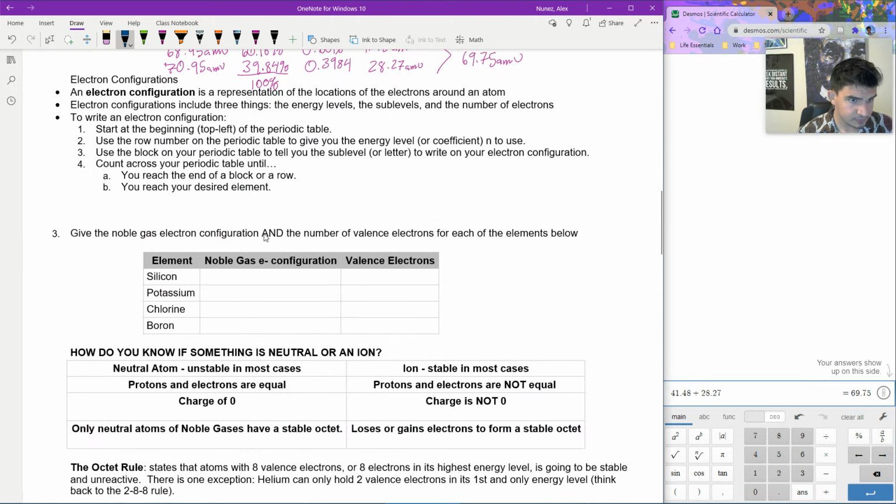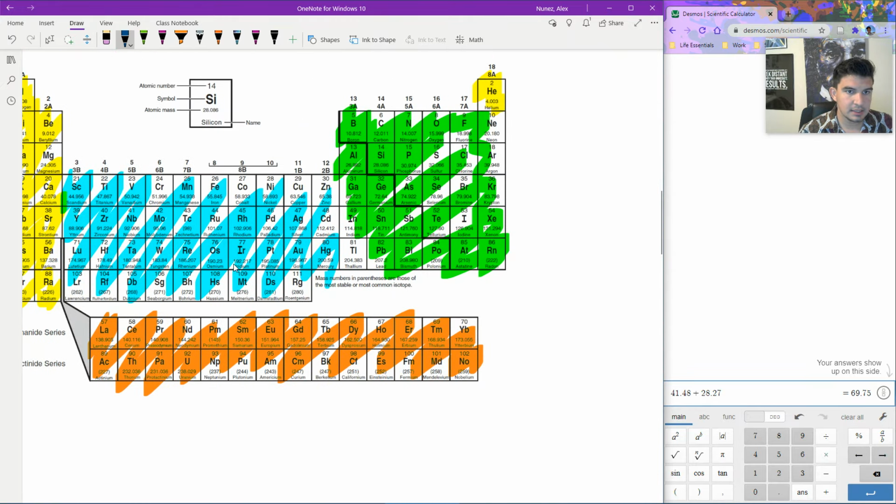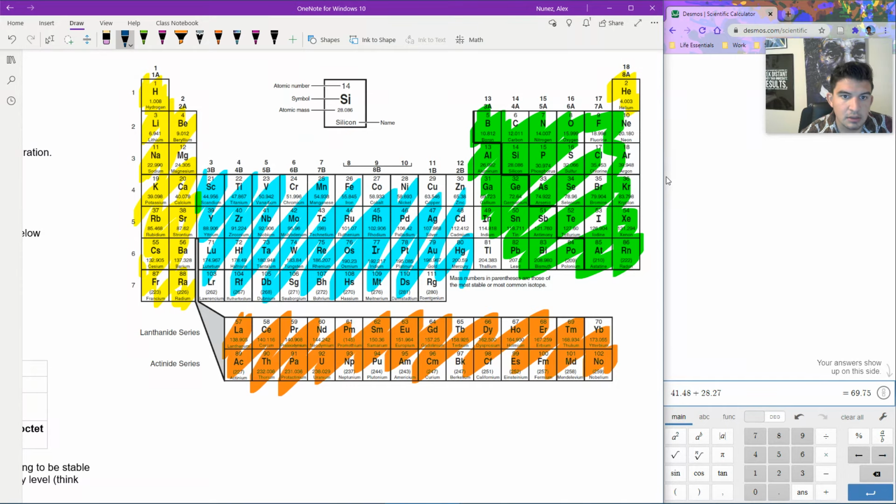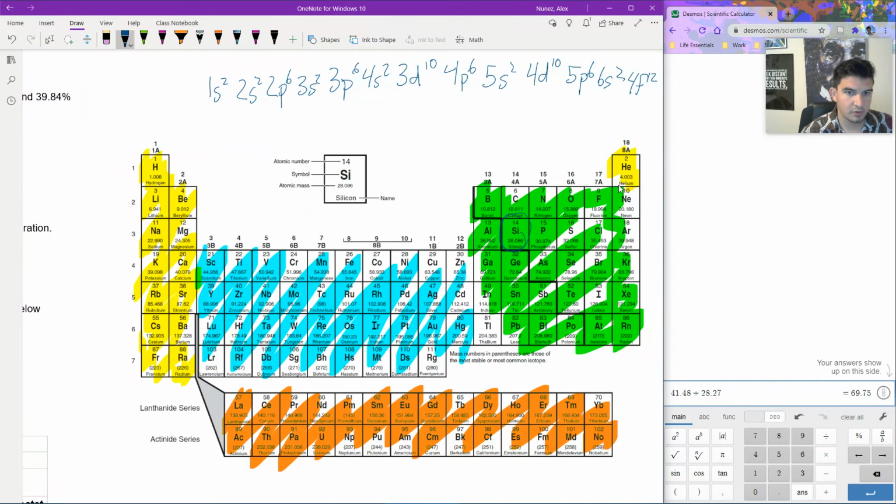So a couple quick examples with that. Silicon, noble gas configuration. Let's start with the long form. Silicon is right here. It is element number 14. So that means I'm going to go 1s2, 2s2, 2p6, 3s2, 3p2.